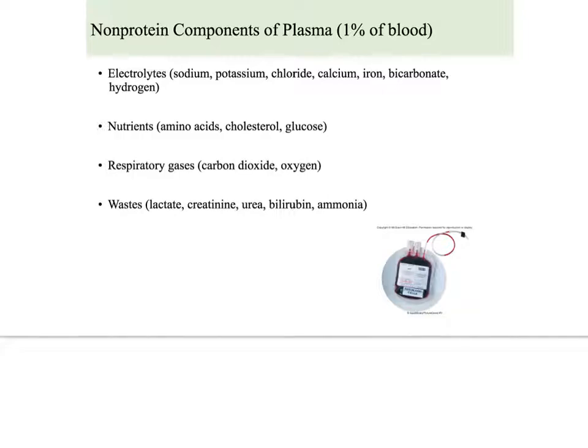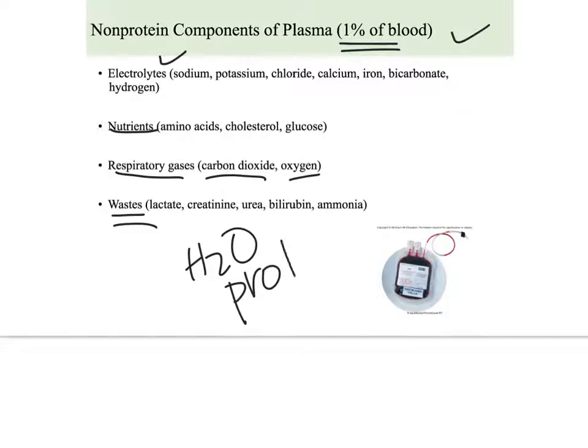Now, the non-protein components of plasma, so only 1% of the blood. Other things that are found in there are electrolytes, nutrients, respiratory gases, so carbon dioxide and oxygen, and waste, and that's it. So that's actually a really small amount of the blood. So the main thing is water, then we have protein, and then we have these non-protein components.